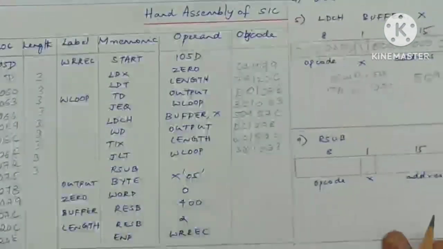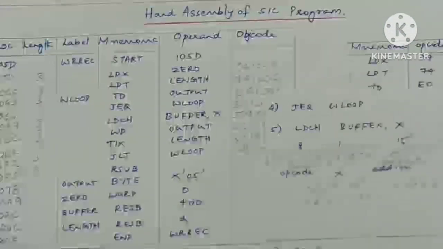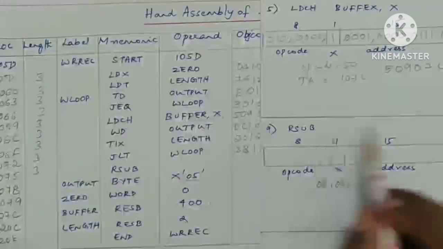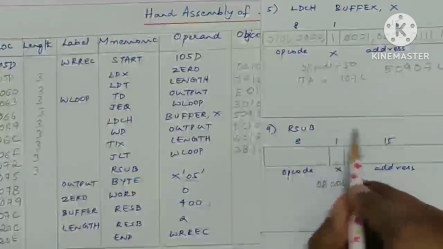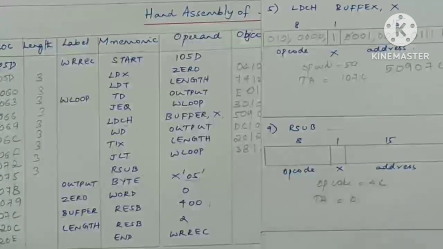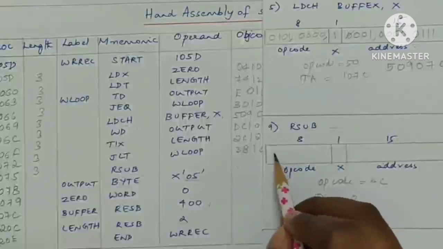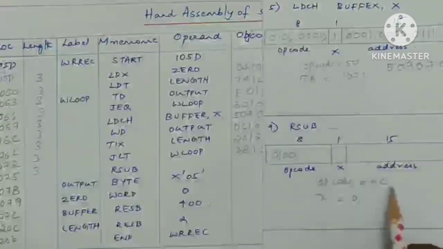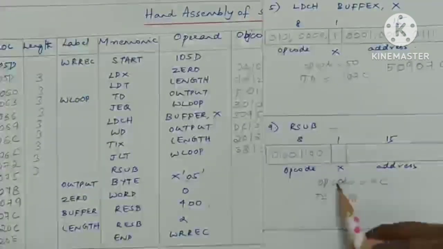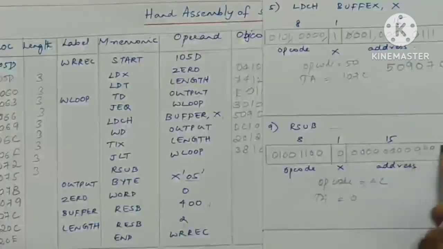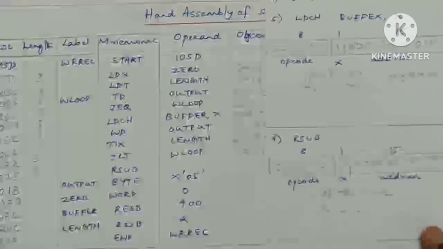Now I'll show you how to write for RSUB. For RSUB, what is the opcode value? 4C. So the opcode value is 4C, right? Now there is no operand mentioned in the address field, so the target address will be all zeros. 4 is 0100, C is 1100. Now it's not indexed, so you will have the target address as full zeros. This is how you will convert RSUB.